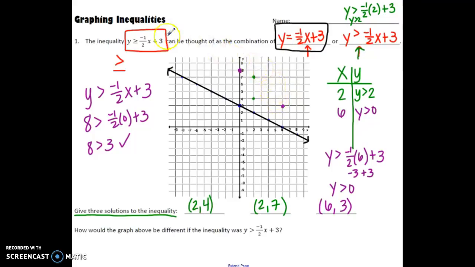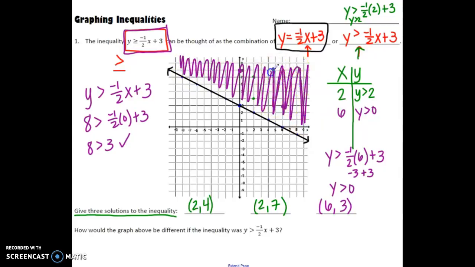And that's really what happens when you graph an inequality that's greater than or equal to. The equal to part creates the line, and then the greater than part shades above or below that line, everything above or below that line. So every point above that line is actually a solution. So now this is the completed inequality graph. There's a line that shows the equal to part, and then the shading shows the inequality part.